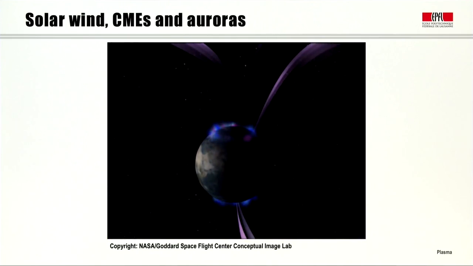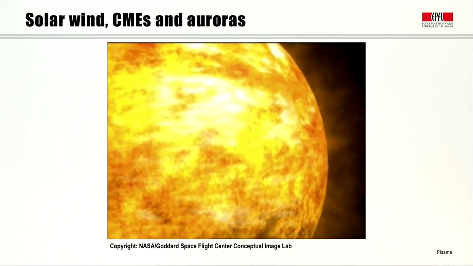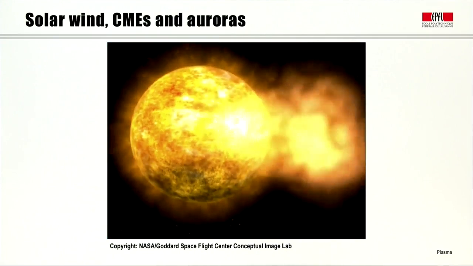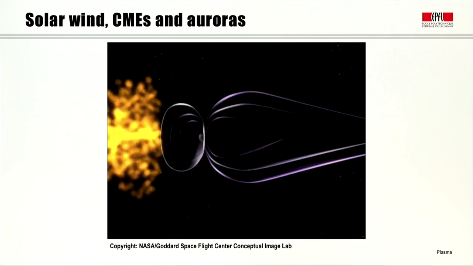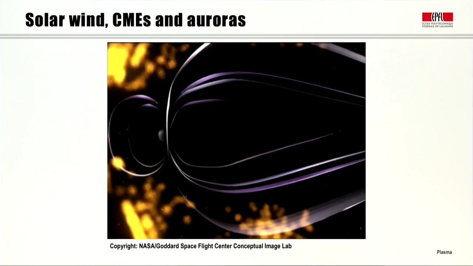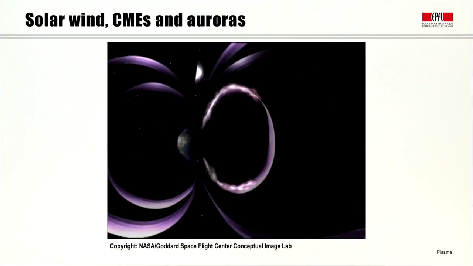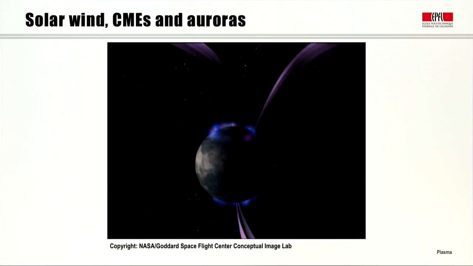These are strong perturbations to the solar wind which can have profound consequences on Earth. By pushing together the magnetic field lines at the neutral sheet, reconnection can occur and plasmas and electrons can be accelerated and reach down to Earth, creating one of the most spectacular events on Earth, which is the aurora.